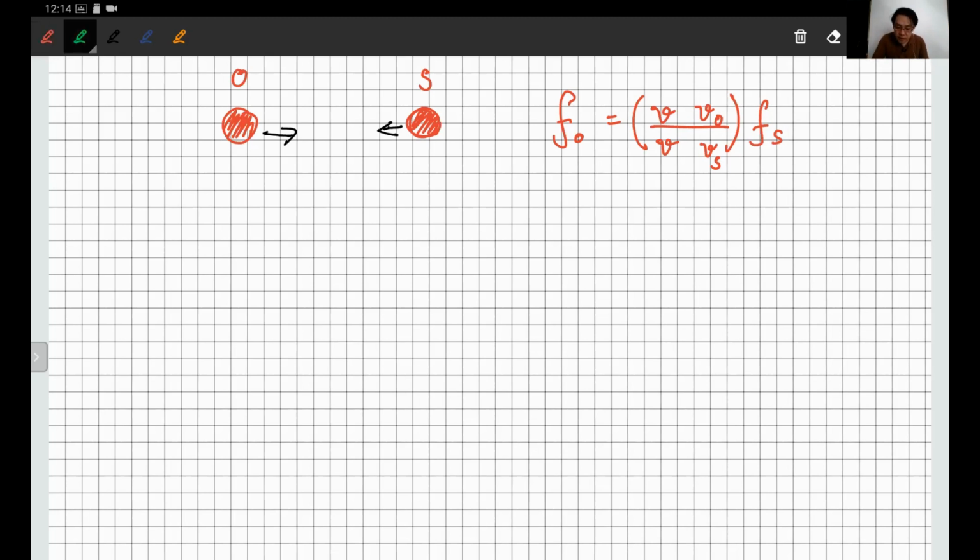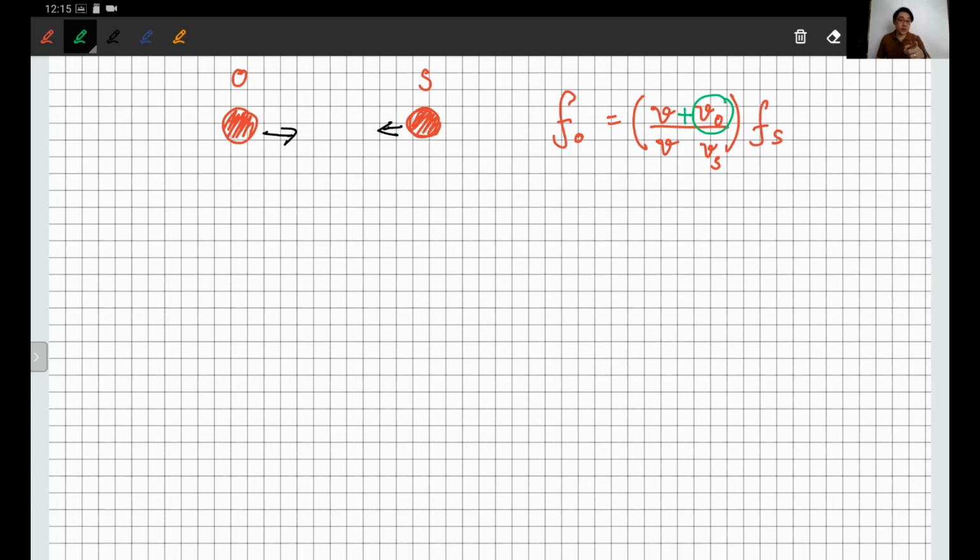And when you look at the formula over here, the observer velocity is in the numerator. So you want the final effect to be the increase in frequency. So I pick positive sign on top. Sounds good? Okay, one more.